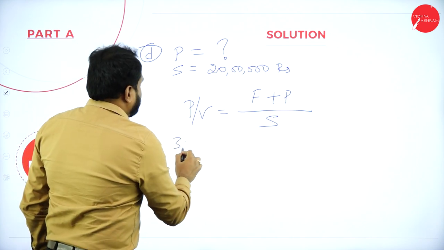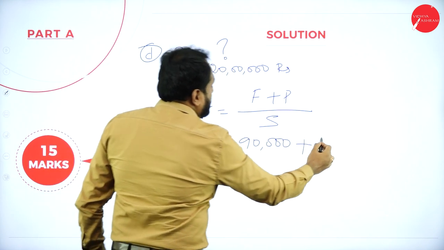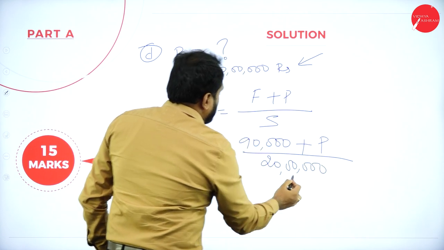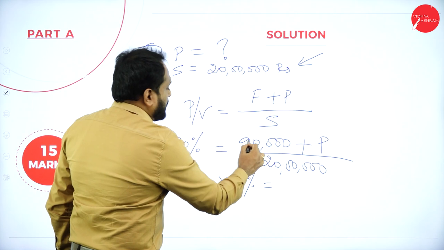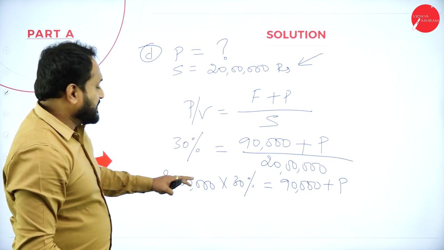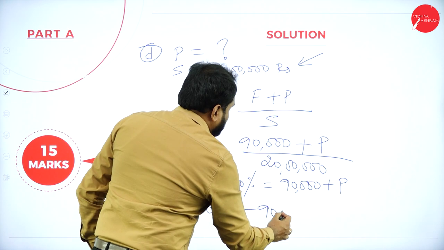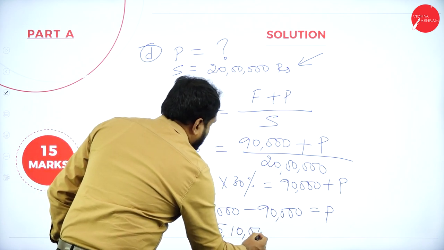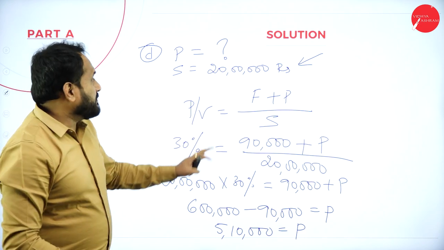Now PV, we know it is 30%, is equal to F, we know it is 90,000, it is there in the problem, plus profit, which I don't know, divided by sales, which they have given: 20 lakh rupees. Now I'll shift this. That means we have 20 lakh into 30% is equal to 90,000 plus P. Two threes are six, so 6 lakh. This 90,000 will come here, minus 90,000 is equal to profit. So 6 lakh minus 90,000 is 5,10,000, equal to profit. That means whenever I make 20 lakh as my sales, my profit will be 5,10,000. So I'm done with the problem.